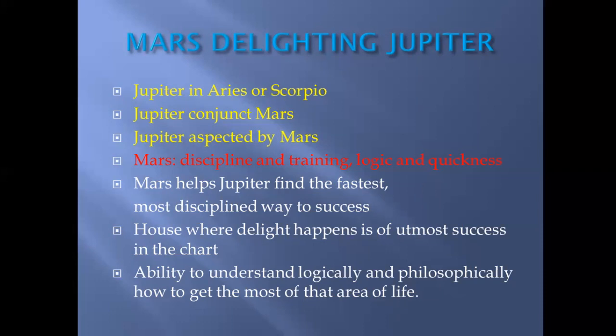And wherever this happens, it's going to be a very successful part in the chart because the person will actually be able to achieve their goals and also feel very fulfilled about it. Jupiter is going to feel like they're doing the right thing with the help of Mars, acting very logically and quickly. They will have the ability to understand logically and philosophically how to get the most out of that area of life.